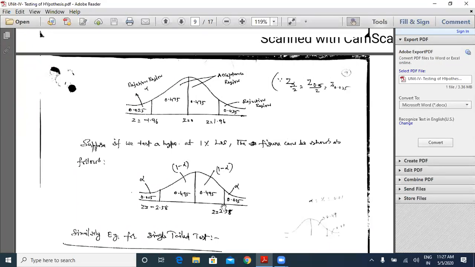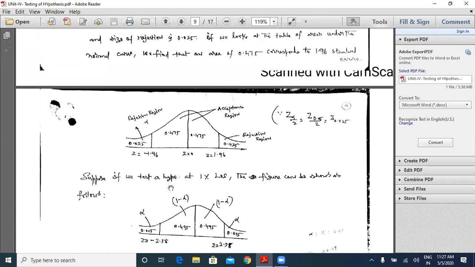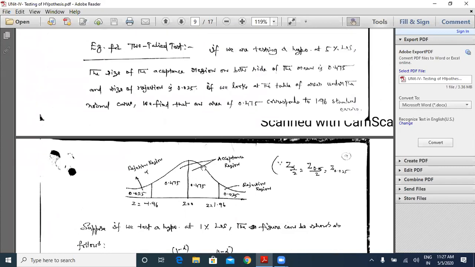If it is a single tail, then you take it as Z alpha, but because it is a two tail, here it is Z alpha by 2. Here it is minus Z alpha by 2, and this is plus Z alpha by 2. That's why I have taken minus 2.58 here, and 2.58 there. So this is the way of finding the table values when alpha is 5% and alpha is 1%.